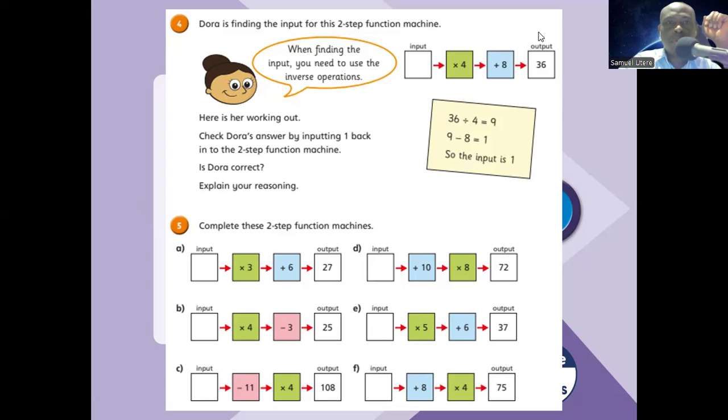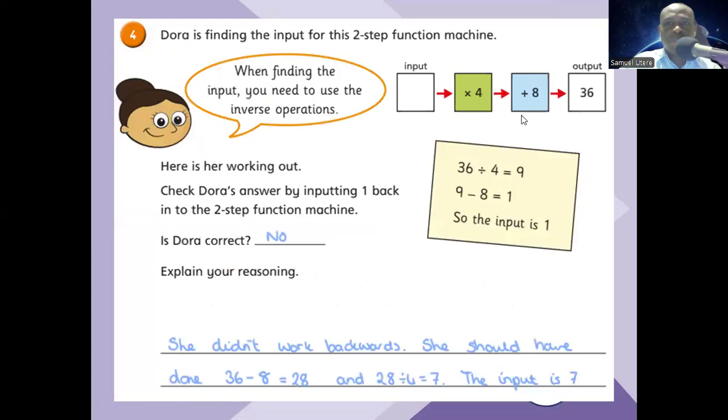Now, assuming you have paused the video and worked through the questions, you've really thought about what you were doing, here are the answers. So here is the answer to question 4. Doro is finding the input for this two-step function machine. When finding the inputs, you need to use the inverse operation. Of course, that's right. And then here is our working out. So let's check Doro's answer. It says check Doro's answer by inputting 1 back into the two-step function machine. We need to check whether Doro is right.